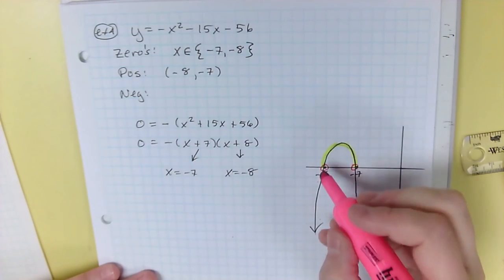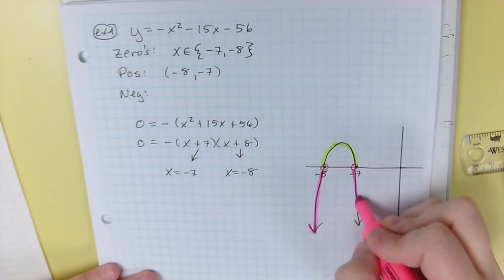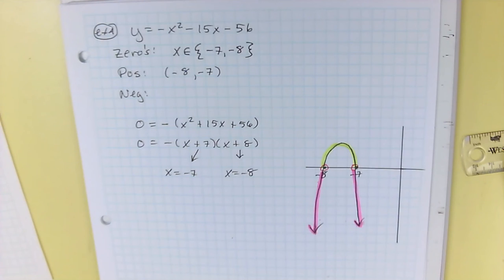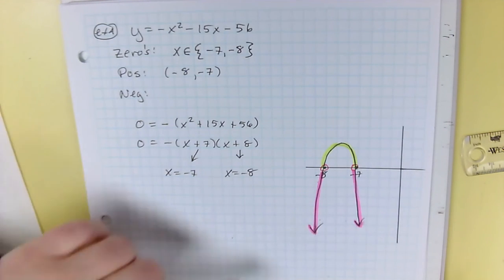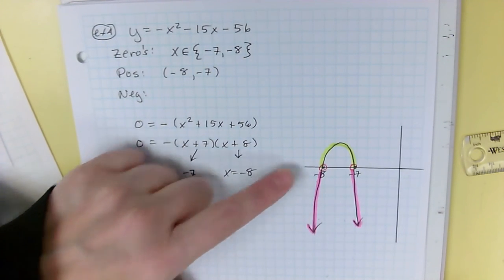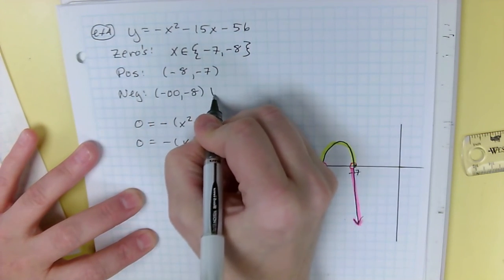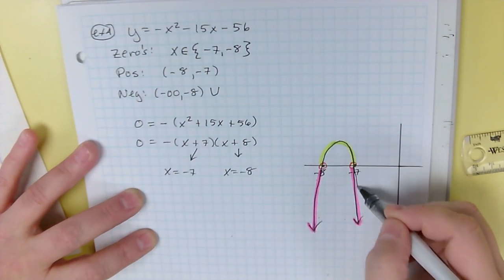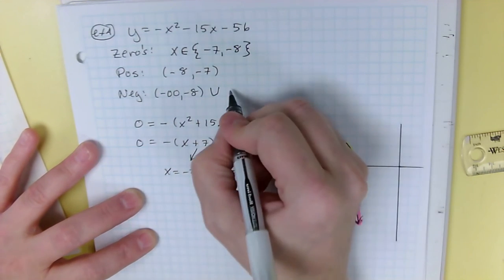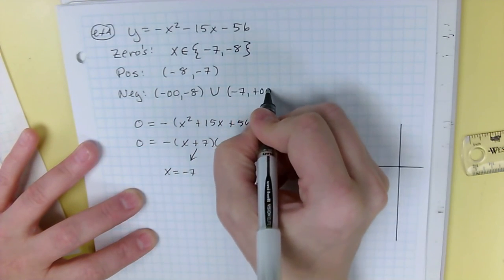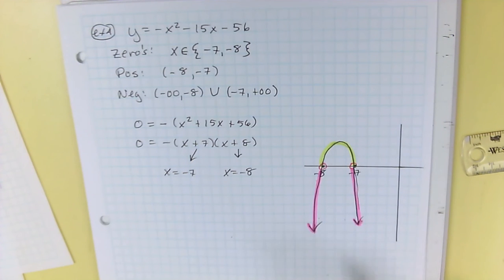Now, the negative intervals include this branch and that branch. So we're going to use a union symbol again. So -infinity up to -8 in union with -7 up to +infinity. And that includes both branches.